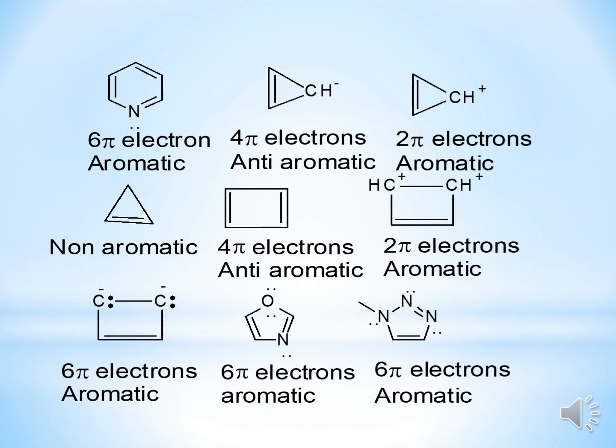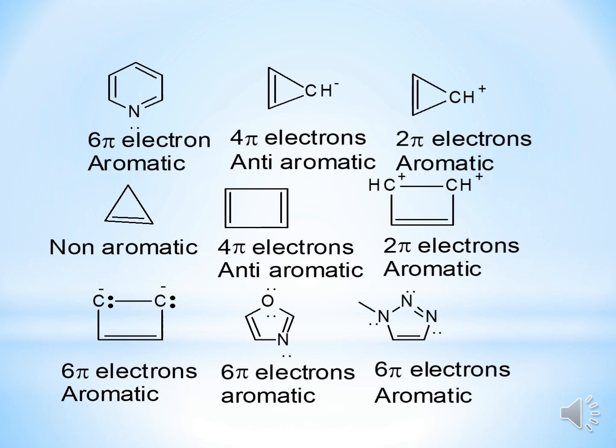This is the cyclopropane ring. Again there are 4 pi electrons, 2 will come from this double bond and 2 electrons from the lone pair, 4 pi electrons. This is the smallest aromatic ring possible, that is 2 pi electrons, aromatic. sp3 hybridized, non-aromatic.